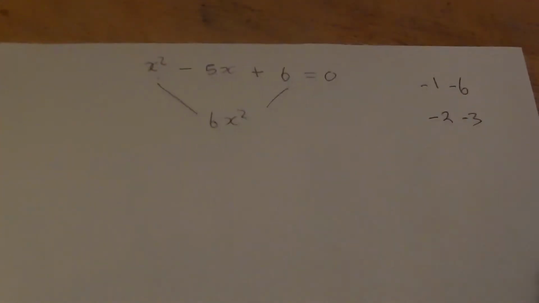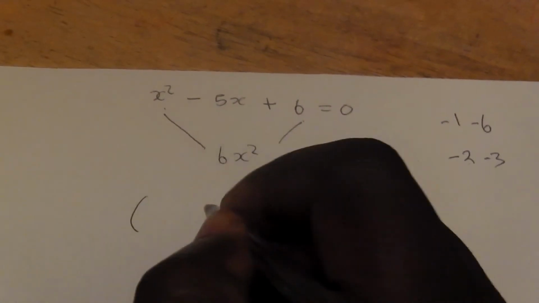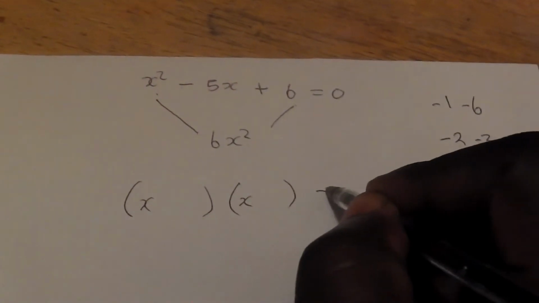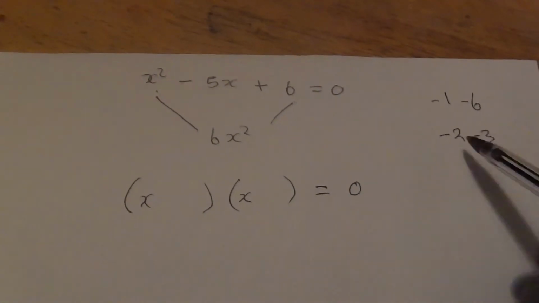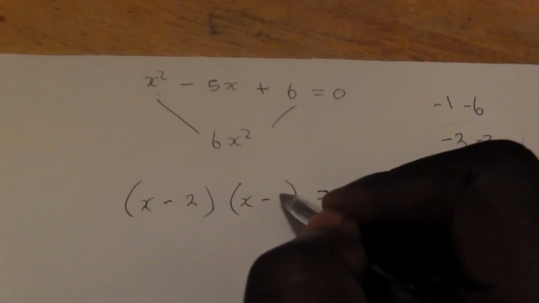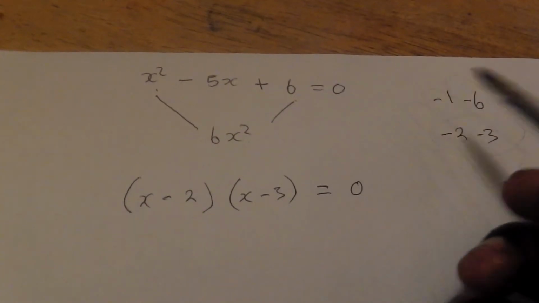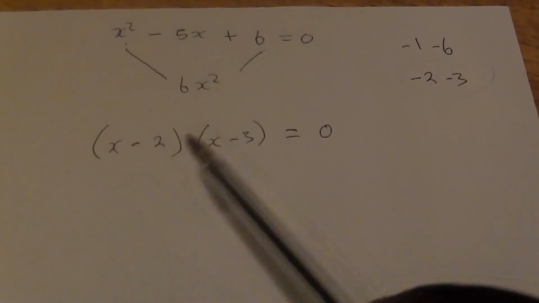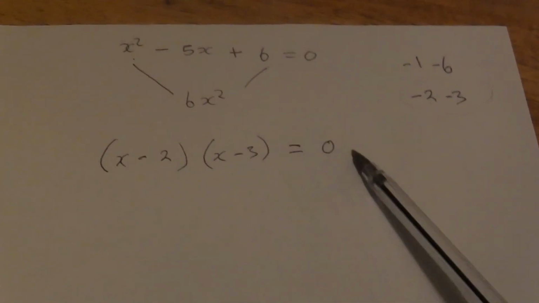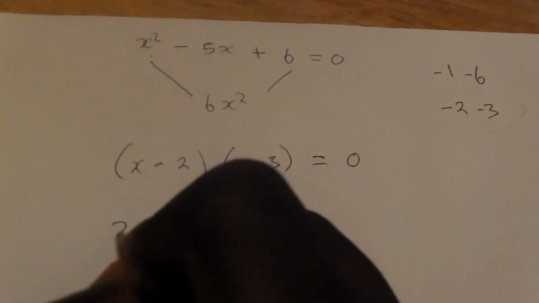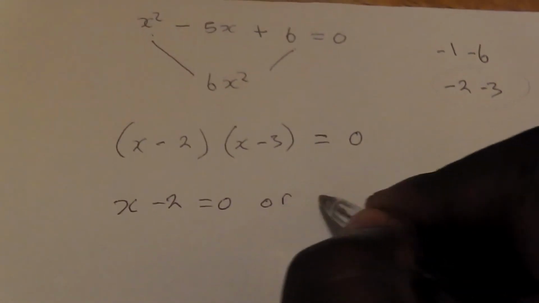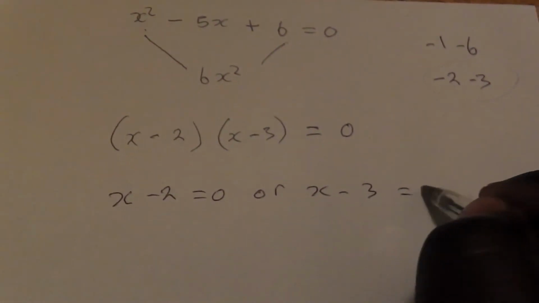So the next step will be putting our two brackets, with x here and the other x here, equal to 0. And then we take our two factors. Here we put negative 2, and here we put negative 3. Now we are multiplying these two brackets to get 0. So it means either of these two will be equal to 0, or both. So we say x minus 2 is equal to 0, or x minus 3 is equal to 0.